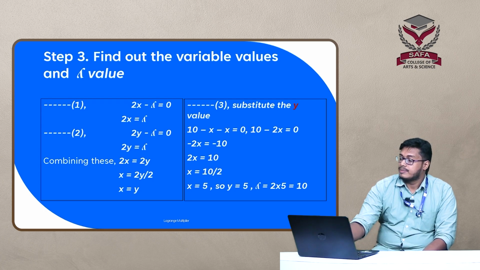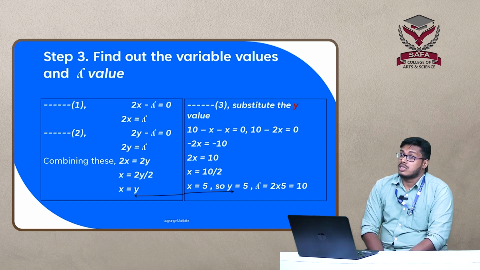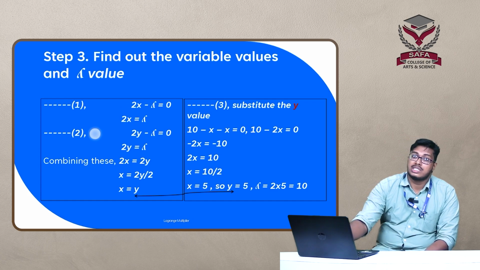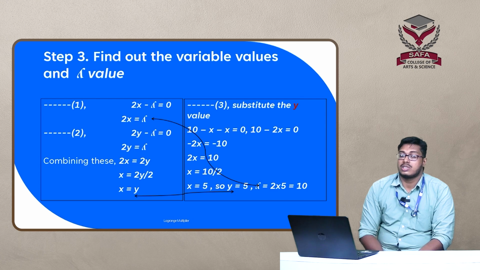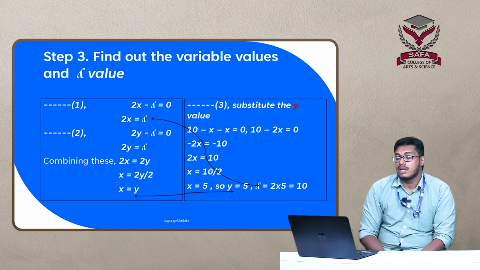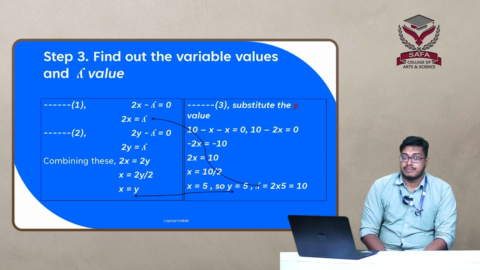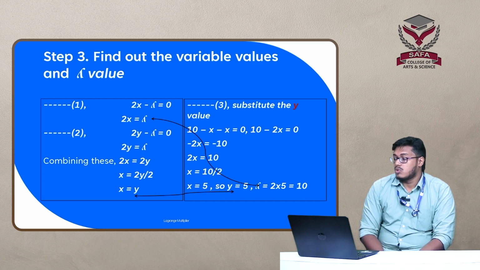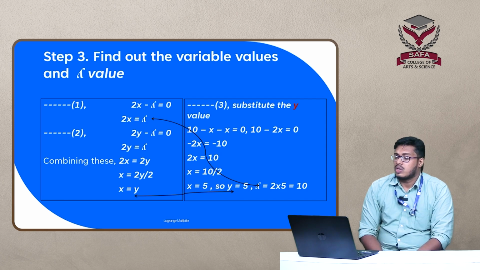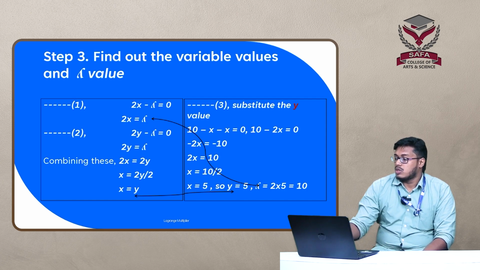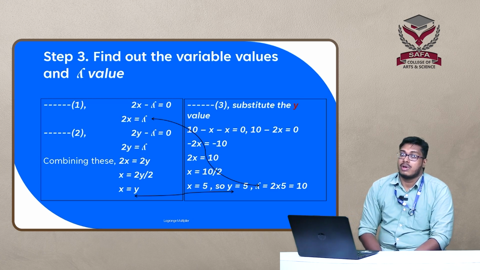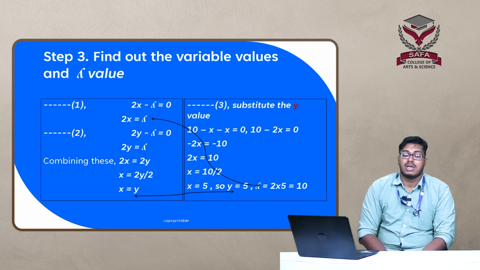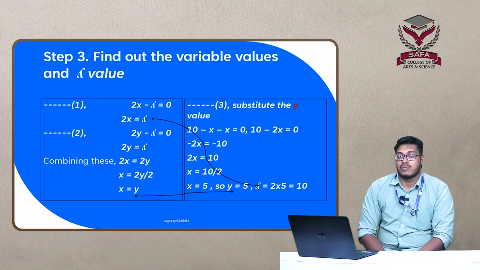So y is also equal to 5 because x equal to y. So when x equal to 5, then y is also equal to 5. Then we can find the lambda value. Lambda is equal to 2x or 2y. We can use any equation. Then lambda is equal to 2 into 5, which is 10. So we found all the variable values and the lambda value. The variable values are x equal to 5 and y equal to 5, and the lambda value is 10.